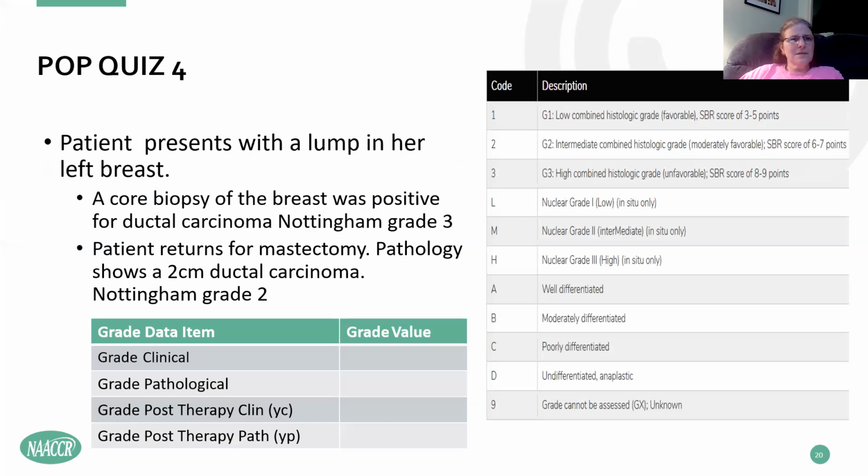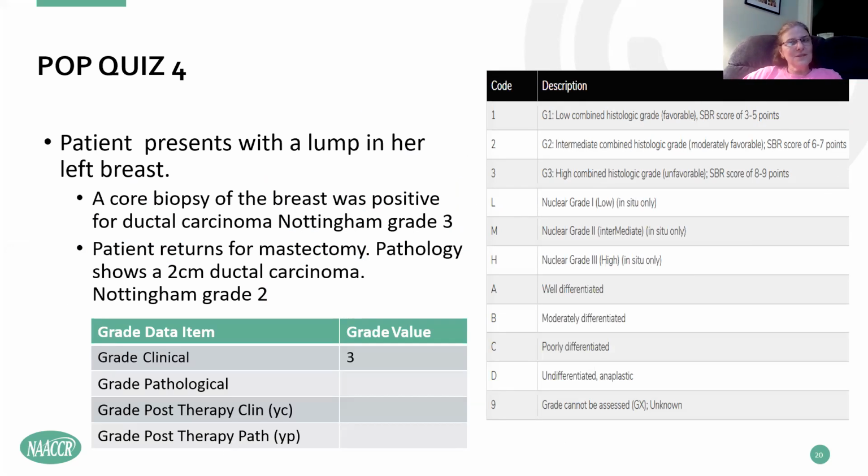So now we're down to our next quiz, which patient presents with a lump in her left breast. A core biopsy of the breast was positive for ductal carcinoma, Nottingham grade 3. So our grade clinical is a 3. Patient returns for a mastectomy. Pathological shows a 2 centimeter ductal carcinoma, Nottingham grade 2. So what's your grade pathological?